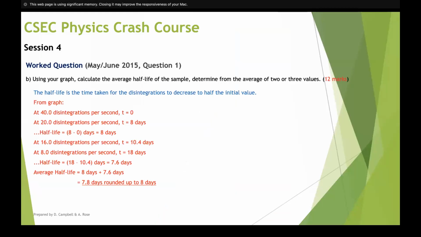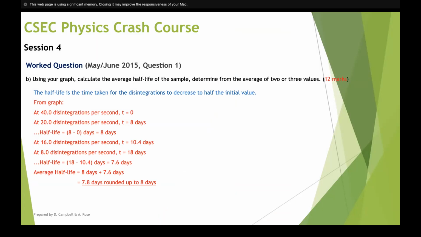So we have the information here: at 40 disintegrations per second, the time is 0. At 20 disintegrations per second, the time is 8 days. So the half-life there is 8 days. At 16 disintegrations per second, the time is 10.4 days. And at 8 disintegrations per second, the time is 18 days, which means the half-life is 7.6 days.